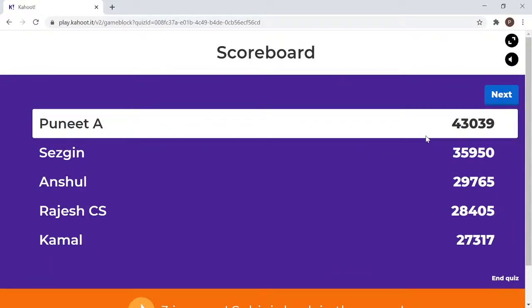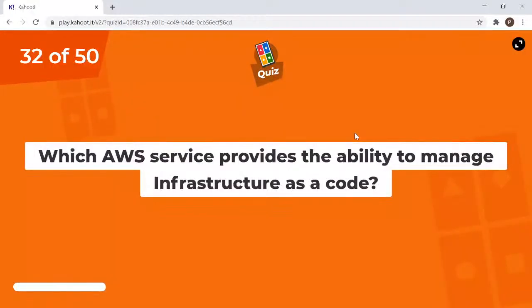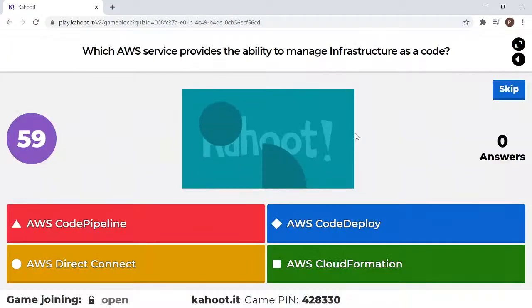Everyone again holding strong in their positions. Which AWS service provides the ability to manage infrastructure as code? Is it AWS CodePipeline, AWS CodeDeploy, AWS Direct Connect, or AWS CloudFormation?